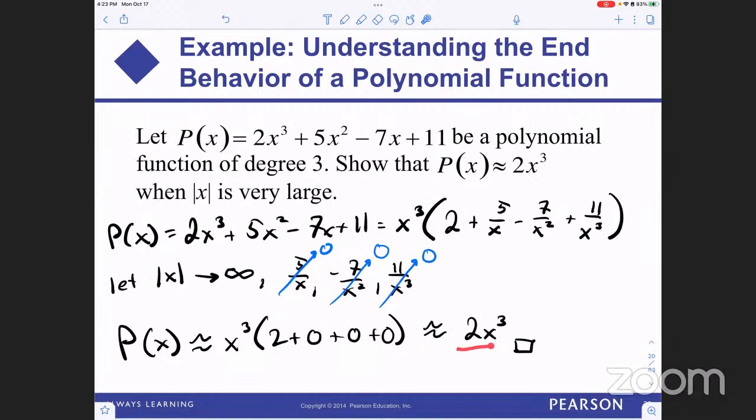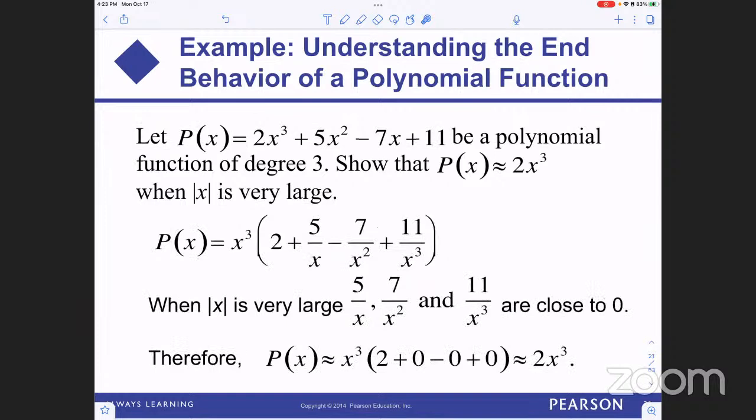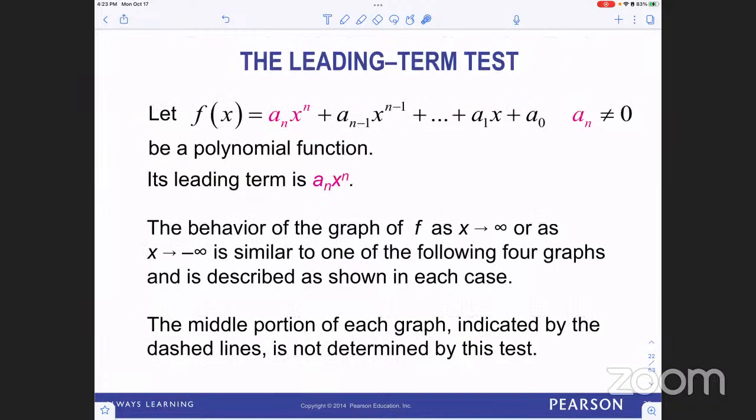So we had those 4 cases for the power function. We can extend those 4 cases to a general polynomial, right? It's kind of like a direct correlation or translation. So let's look at it. Then that brings us to this leading term test.